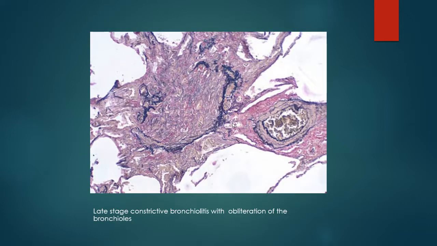And this is a late stage of constrictive bronchiolitis, where the lumen of the bronchiole is completely obstructed. There's no airflow going through. At this point, you begin to get a lot of air trapping distal to this, and sometimes you may actually have some cystic lesions distal to this.